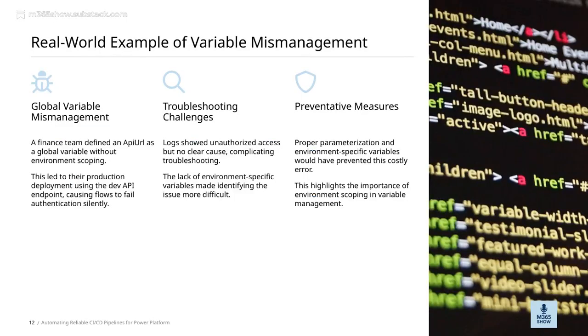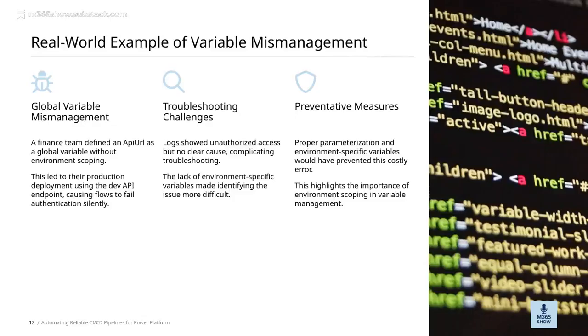Let's look at a real-world example of how variable mismanagement can lead to costly errors. In this case, the team was trying to automate reliable CI/CD pipelines for the Power Platform. Now, what went wrong? Proper parameterization and environment-specific variables could have prevented this expensive mistake. This situation really underscores the importance of environment scoping when managing variables. If variables are not scoped correctly, it becomes easy to accidentally deploy or run something in the wrong environment, which can cause serious issues.